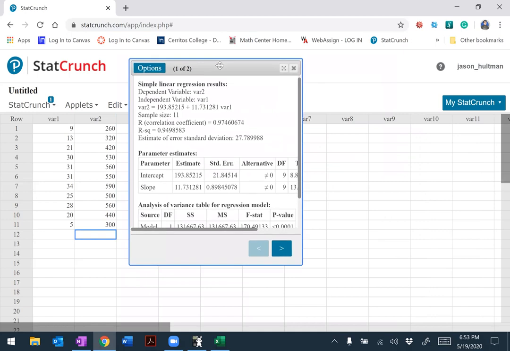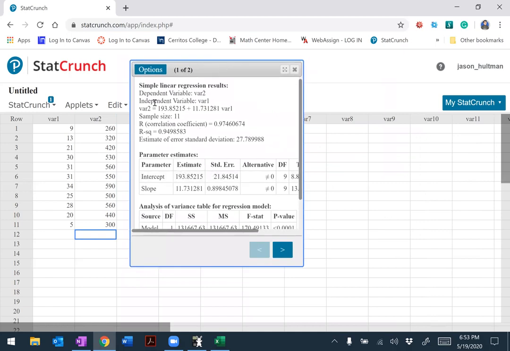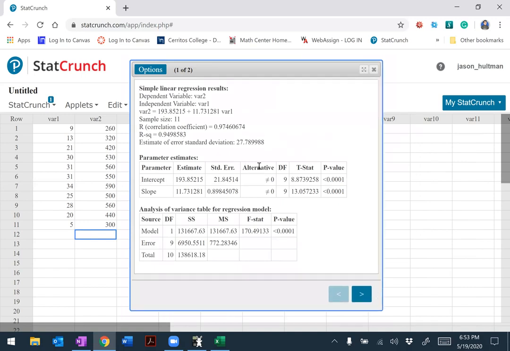Whoosh. Okay, and it says up here, we want to read the first part of this. The table is not too helpful, to be completely honest with you. Okay, what we're interested in is this guy here. This says that, oh, and this actually gives me the correlation coefficient. I didn't have to do that separately. That's nice. Okay, this says that var2 equals 193.85 plus 11.73 times var1. So let me explain what this means.